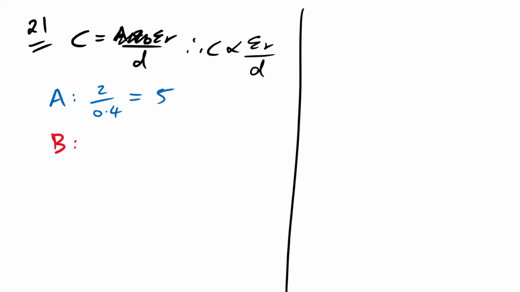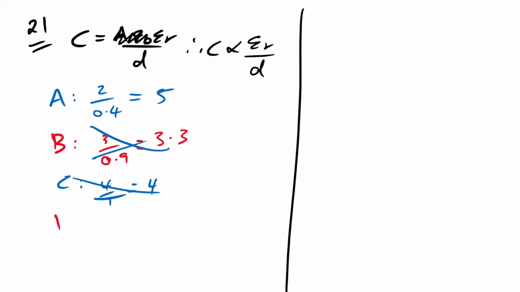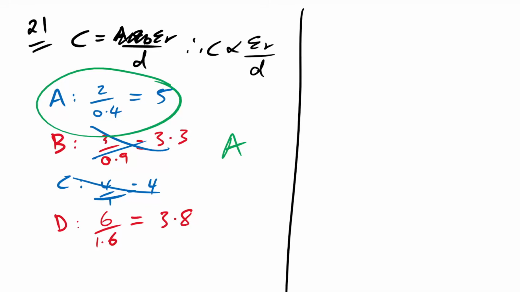What about B? 3 divided by 0.9. I can see that's not going to be bigger than 5, of course. What about C? 4 divided by 1. That's just 4, so not that one either. What about D? That's not going to be any bigger, is it? 6 divided by 1.6. That's going to be less than 5. That's going to be 3.8 effectively. So the answer has to be, first one there, it's A.